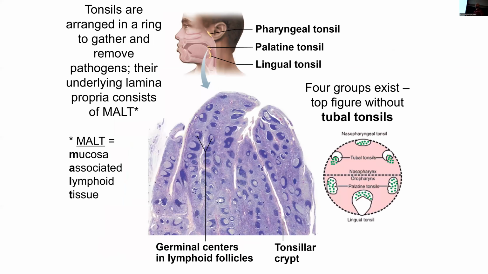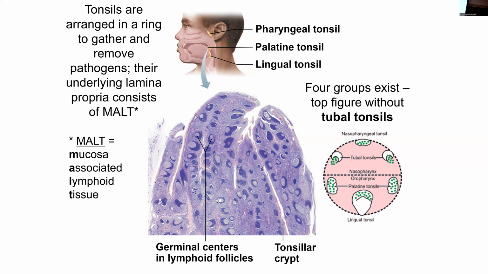Boom. All right, let's talk about the tonsils. The tonsils are these tissues, and their underlying layer, you don't need to know the lamina propria, so that's the layer of tissue there, consists of MALT. MALT stands for mucosa-associated lymphoid tissue, right? And so we have these MALT, or mucosa-associated lymphoid tissue, in the tonsils. Also, we're going to see what are called Peyer's patches in your small intestines and other areas.